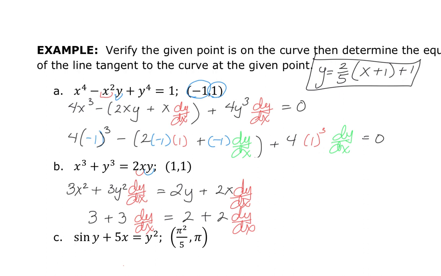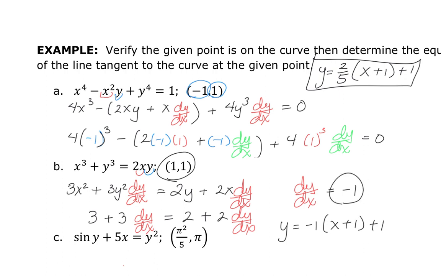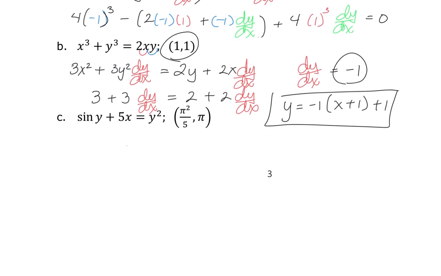So I end up with dy/dx equal to -1. So my equation of my tangent line is y equals -1(x plus 1) plus 1, using these ordered pairs and this slope, and that is my answer for B.